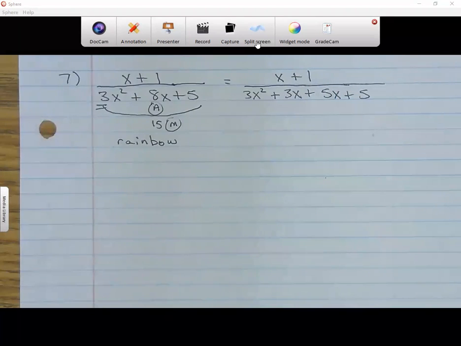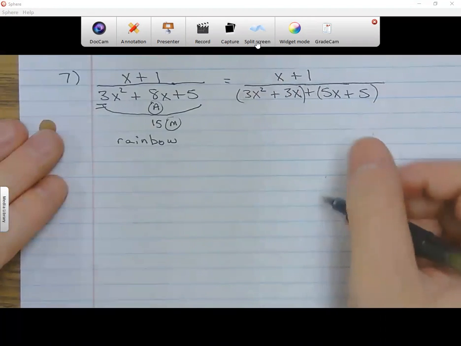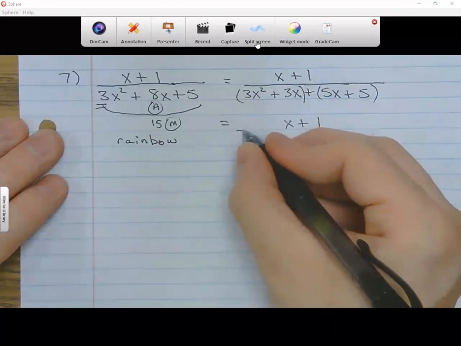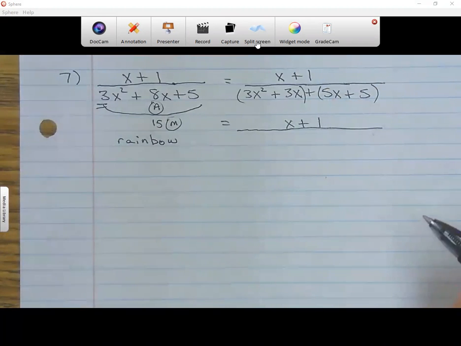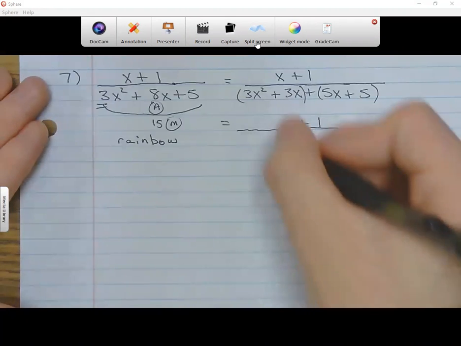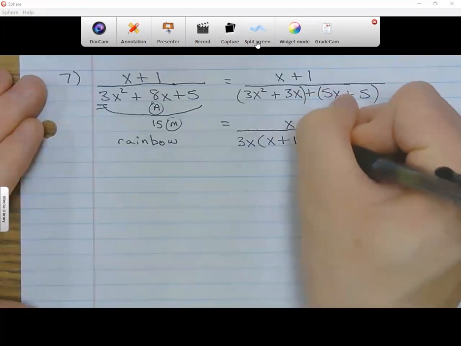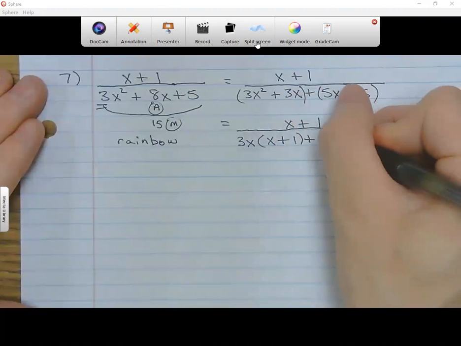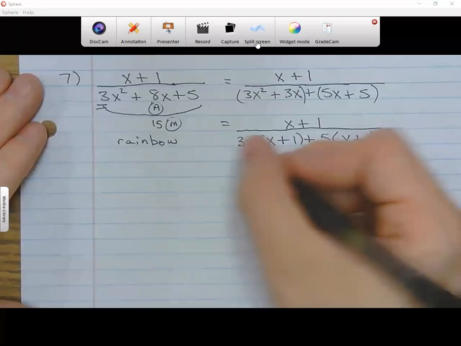Okay, so now I can group them. I can do this and this. The top is still the same. This hasn't changed at all. But the bottom, I'm going to be able to bring out stuff, right? So what do these two terms have in common right here? They have a 3x in common, and I'm left with x plus 1. Over here, I can take out a 5 that's in common, right? When I do that, I'm left with x plus 1. So now I regroup.